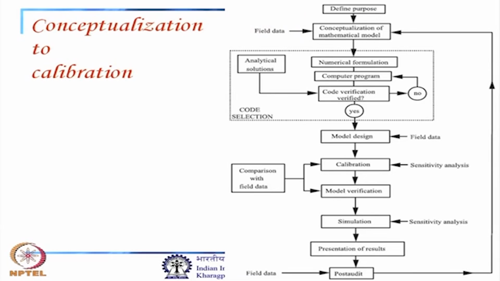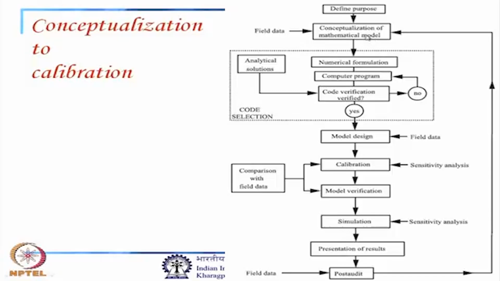So, what is the conceptual form of calibration? First, we need to have a proper definition of our purpose. What is our objective? Whether we want to model the thing, or we want to model it for some kind of management strategy. So, we will have some kind of field data, and from field data we can create the conceptual model, that is, the conceptualization of the mathematical model.